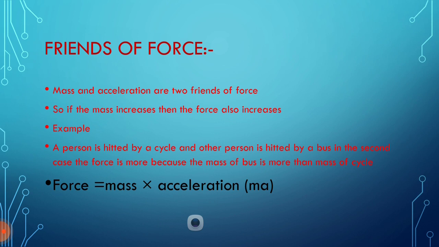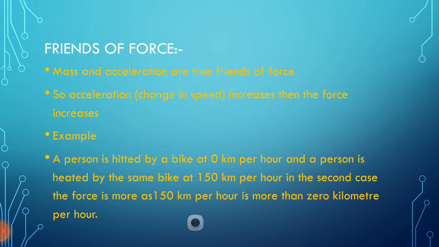And here they give the formula for force: mass into acceleration, m into a. Here m means mass, a means acceleration. Mass and acceleration are true friends of force, because force can be defined by mass and acceleration. By the mass and acceleration we can tell how much force is generated.